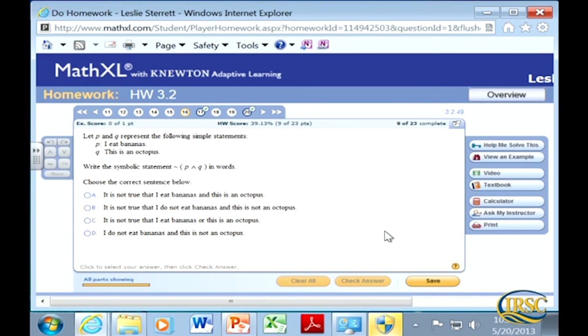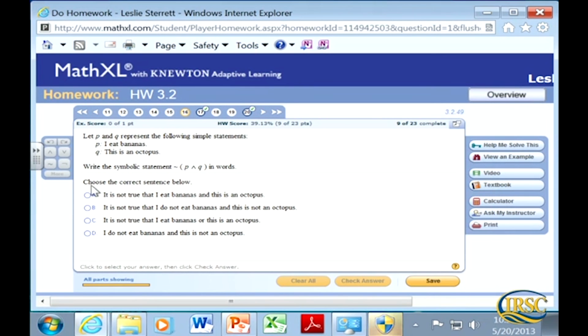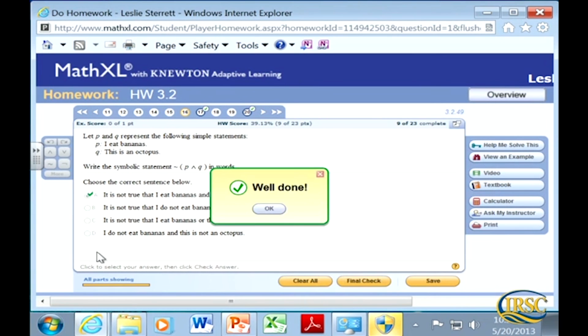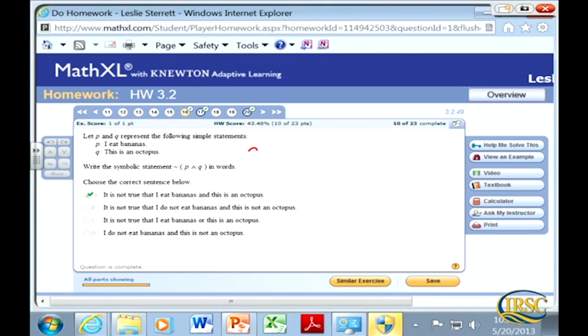Okay, so here you have this, and you're trying to translate that into words. And so you have 4 choices there. Can everybody see the choices okay? I think I see a majority of 1. Well done.